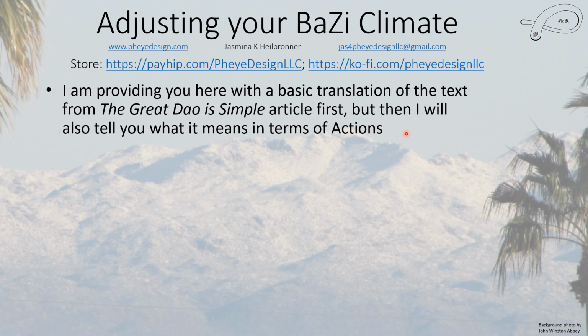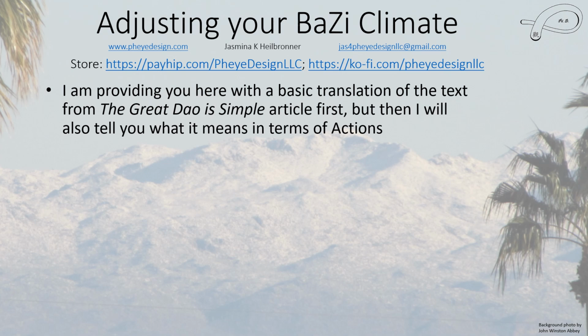So what I'm doing here is I'm basically just providing you an English language translation of the text from the Great Taoist Simple article that I mentioned quite a bit ago. But I will also tell you what it means in terms of actions. And I have a very specific reason for doing both.